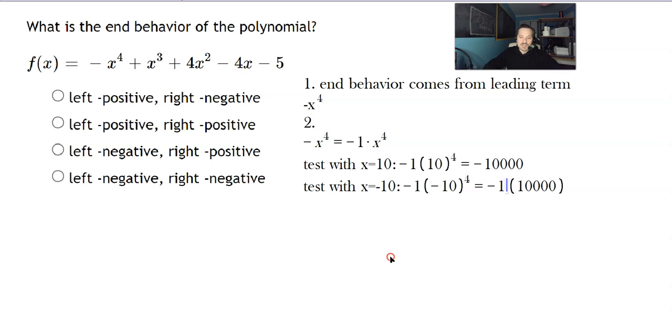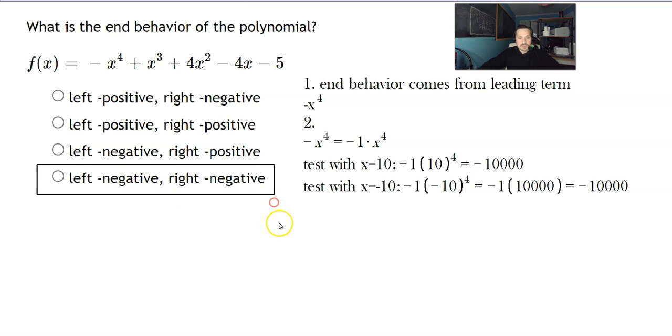But then you multiply by that negative 1 that we've separated off, and you're going to end up again with negative 10,000. So the question is, what is the end behavior of the polynomial? You can answer it now. Left, negative, and then right, also negative. In other words, the graph looks like this. It's going down on the left side, and it's going down on the right side. It's the same end behavior for both sides because of this negative 1 multiplying the leading term always.